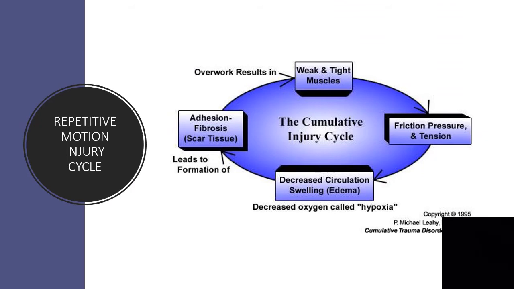This here is the repetitive motion injury cycle. We start at the very top. We start to have tightness in muscles that can occur due to repetitive motion. Over time, that leads to increased friction, pressure, and tension within that body region, causing decreased circulation, swelling, and edema, and a condition known as hypoxia, which is basically decreased oxygen to the tissue. The end result is increased formation of scar tissue, or what we call adhesion or fibrosis.